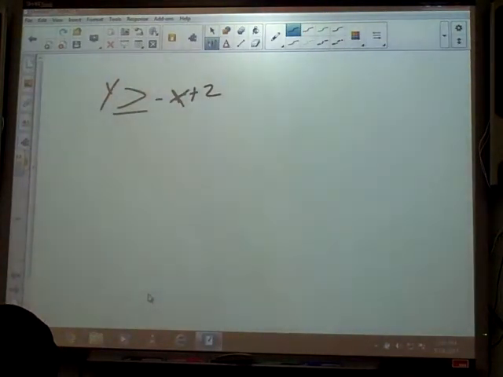The boundary for that line will be solid or dashed. Dustin? Solid. Solid, correct. The shading will be above or below, Hunter? Above. Above is good. Everybody all right?